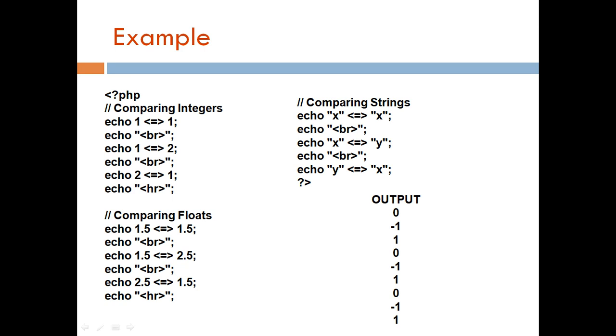So let us see this example. Here we are comparing two integers. 1 <=> 1, this is the spaceship operator, 1 compared with 1. So it is 0. Next, 1 <=> 2. Here the right side is greater, so -1 is returned. Next, 2 <=> 1. Here the left side is greater, so 1 is returned as output. Similarly for float values. Both are equal, so 0. Right side value is greater, -1. Left side value is greater here, so 1.